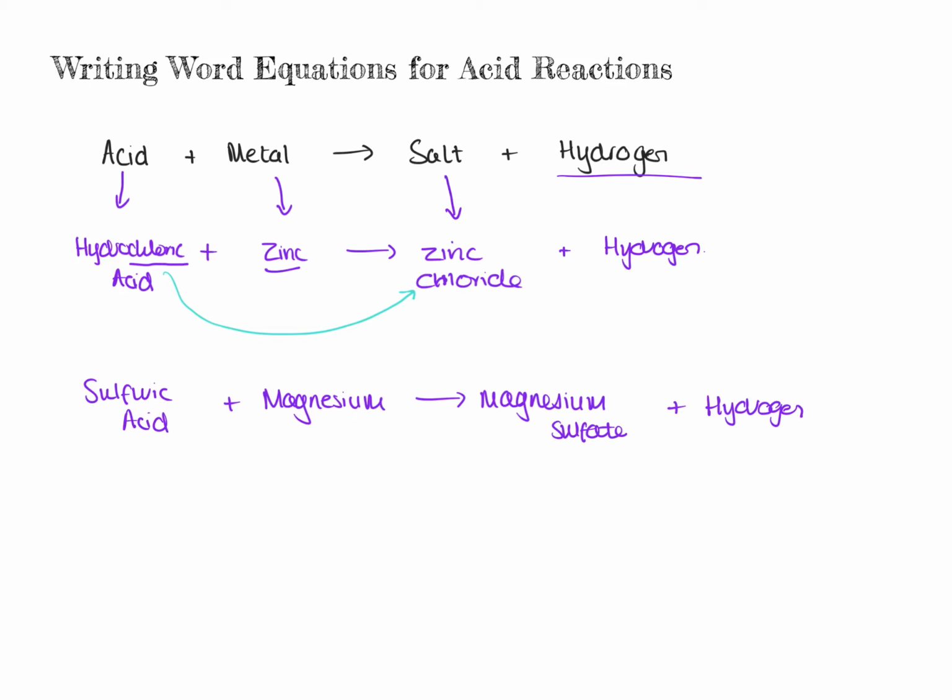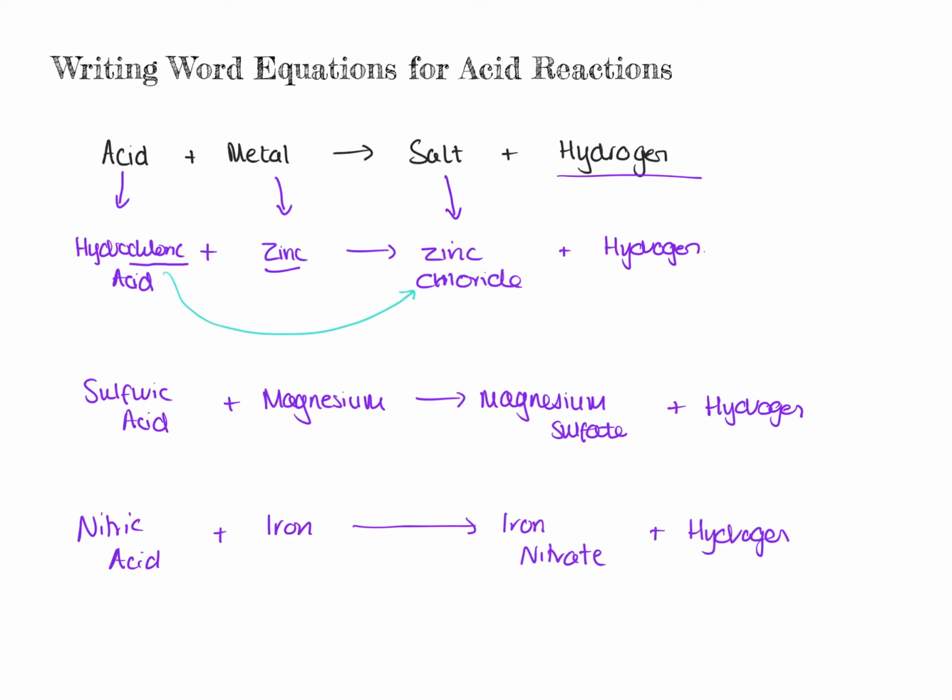So let's pick another acid. So we've got nitric acid this time. And we'll pick a metal, so we go with iron. Can we name the salt? Remember the metal comes first. In this case it would be iron nitrate, because it's nitric acid, plus hydrogen. So there we go. That's how we'd write word equations for when an acid reacts with a metal.